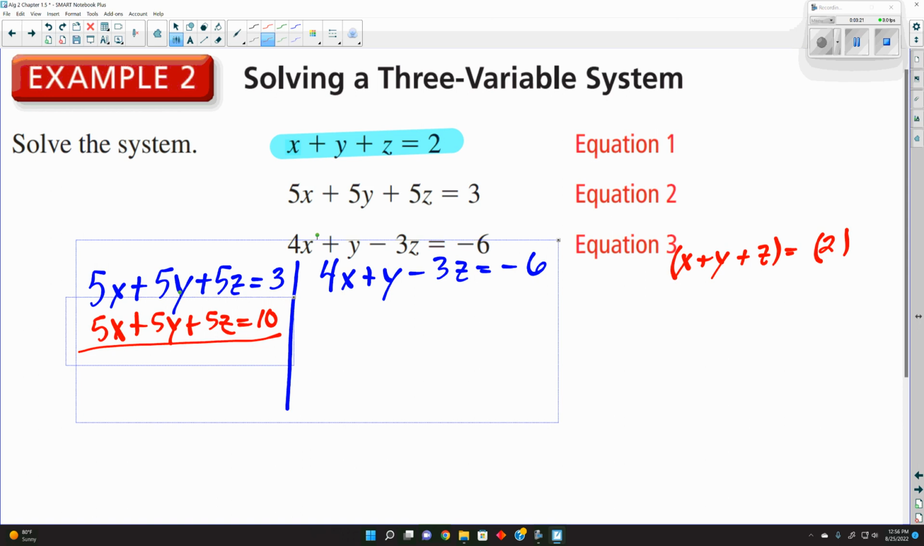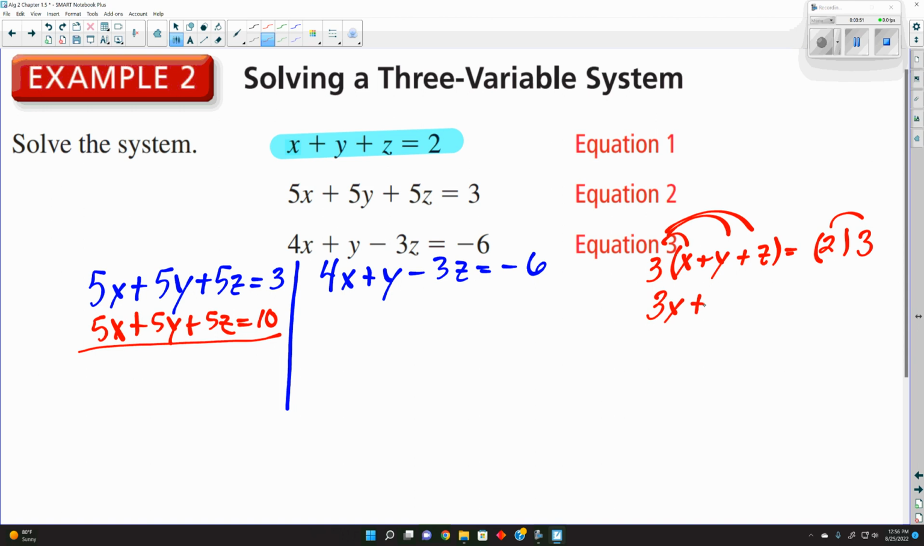This time we need to multiply the entire equation by what? We can say negative 3 or just 3, because we want the numbers to be the same. We don't necessarily have to have the signs the same. If we keep the signs the same, we'll just need to subtract. So here we can multiply through by 3. 3 times x is x, 3 times y is, and 3 times z is 3z.